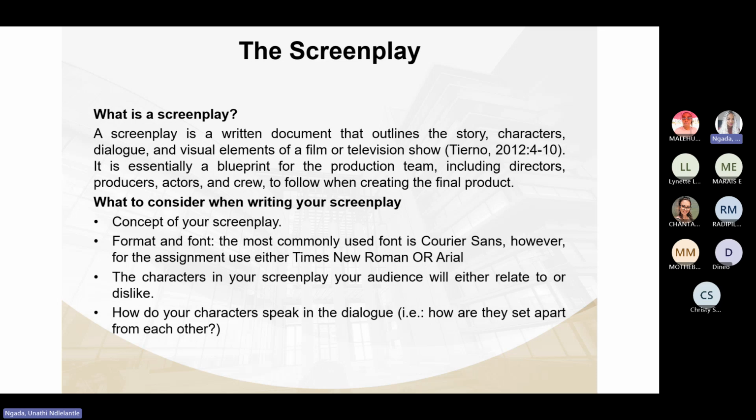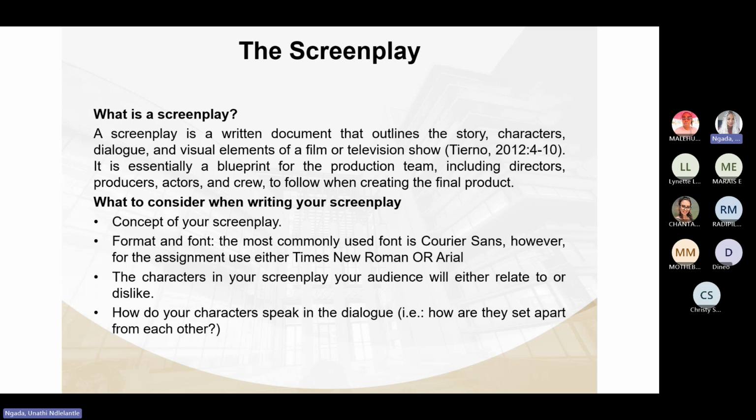This is where I'm going back to the character of the Joker, who is some kind of anti-hero because a lot of viewers actually relate to his ideologies, his perception of the world, what it means to be a good person, what it means to be a bad person. And also, last but most importantly, how do your characters speak in your screenplay? In essence, how they are set apart from one another.